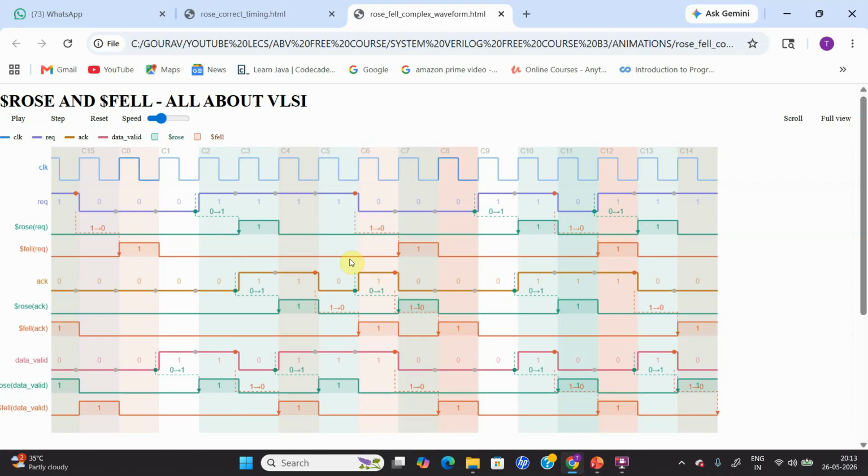And again, at this particular instance of clock, the previous value was equal to 1 and the present value was equal to 0. That's the reason the $fell function is returning 1. And again, here the values are stable, so it is constant. That's the reason the $fell function is becoming 0. So this is how your $rose and $fell functions are going to work.